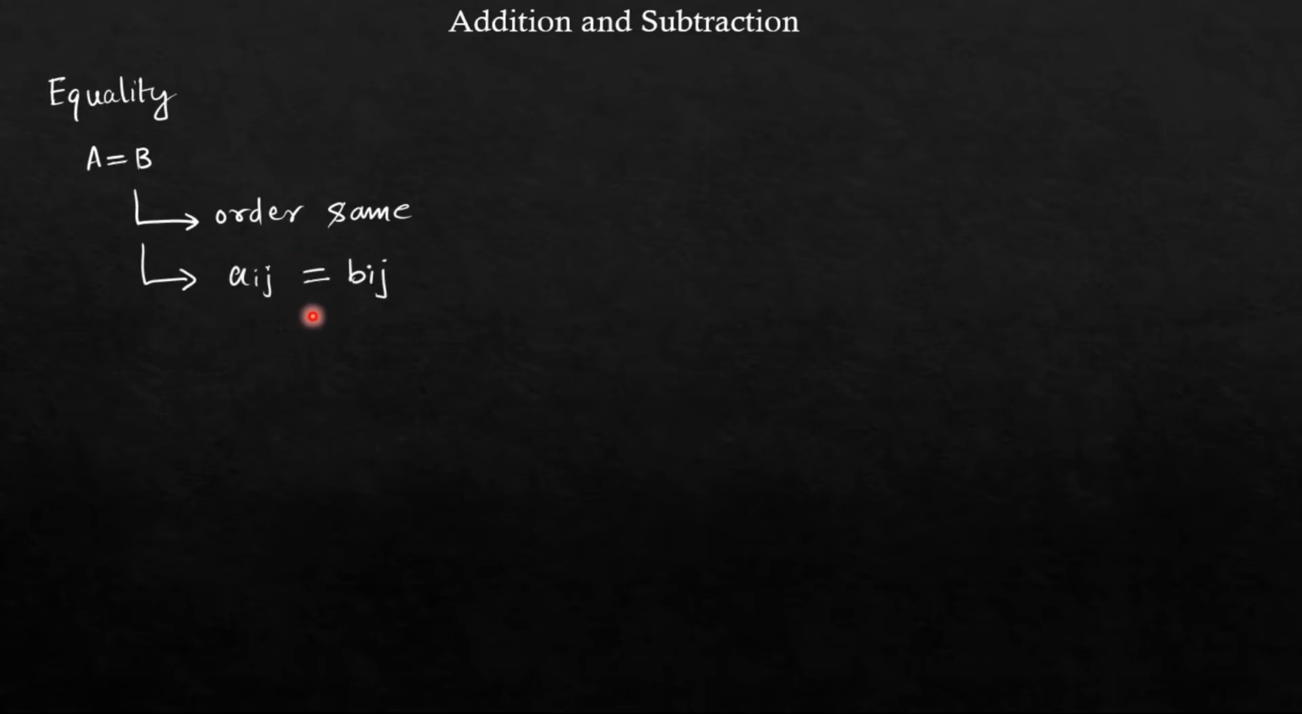Now let us understand the basics of matrix algebra. Before addition and subtraction, we must understand the equality. Whenever we say two matrices are equal, then there are two things. First is order must be same. For two equal matrices, number of rows as well as number of columns must be same. Then Aij must be equal to Bij for every i and j. That is, each element in the same location must be equal.